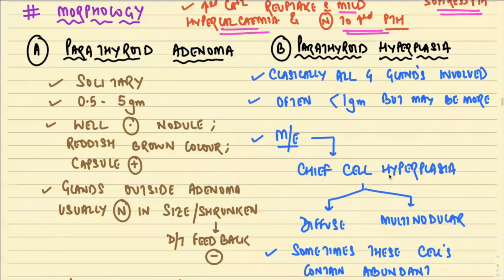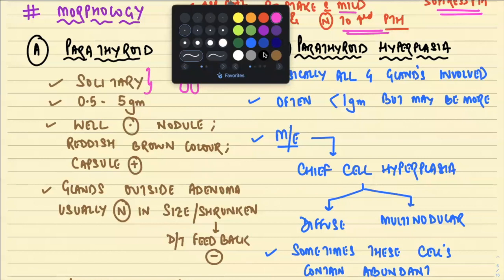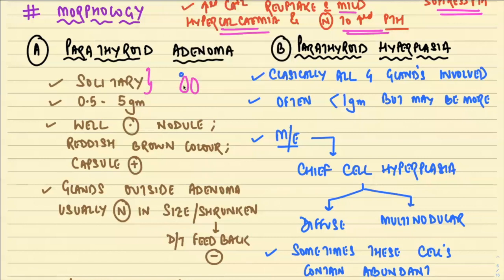Now to the morphology, we have parathyroid adenoma, parathyroid hyperplasia, and parathyroid carcinoma. We are going to individually see each one of them. Parathyroid adenomas are solitary in nature. For example, if this is your thyroid gland, and this is one parathyroid, another parathyroid, and a fourth. When there is a parathyroid adenoma, one of them will be involved and enlarged like this. So it is always solitary. It is not that all of them are involved together.